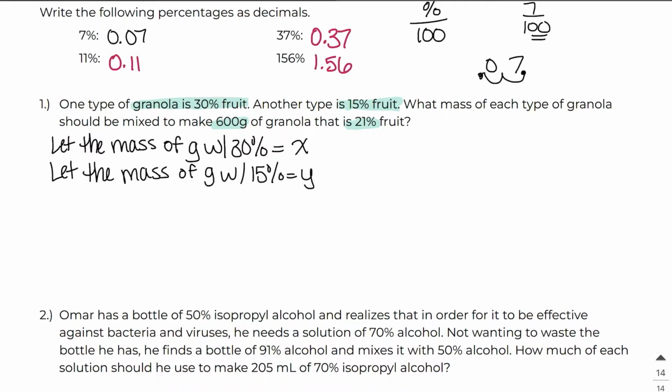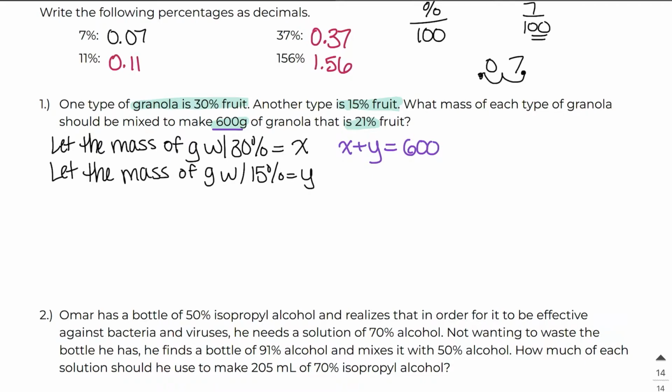And we want to get 600 grams of granola altogether that is 21% fruit. So we are going to mix a certain amount of the 30% fruit and a certain amount of the 15% fruit to get the 600 grams of granola that is 21% fruit. We have 2 variables, so we're going to have to write 2 equations. Our first equation is nice and simple because the mass of the first type of granola and the mass of the second type have to add up to the total mass, which is 600 grams.